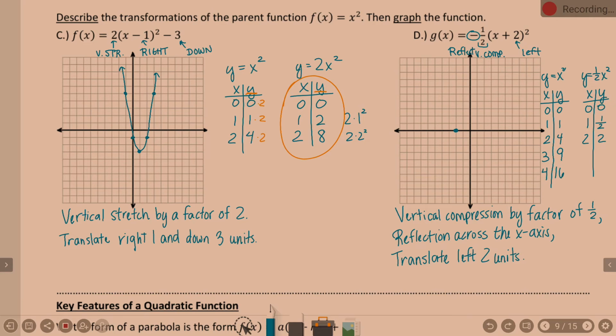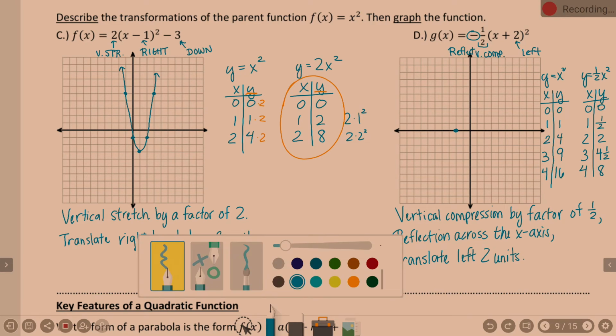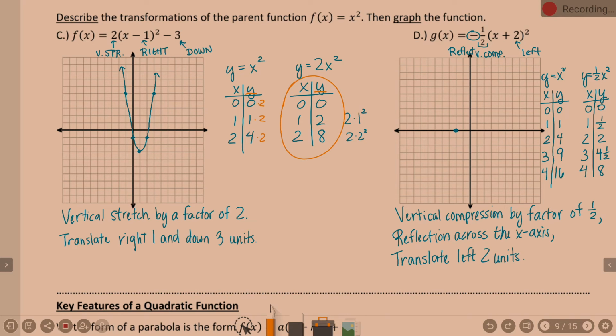3, 9, it was just the next in the rundown. That's why I put it in there. 3, what's half of 9? 4.5. Is that really what we want to graph? Not necessarily, which is why I did go 1 more. 4, 16. The 4 stays 4. What's half of 16? 8. So basically in all of these, what did we do? We took the y values and multiplied by 1/2.